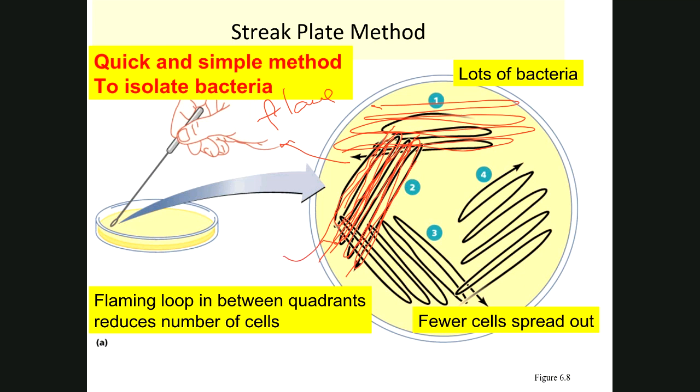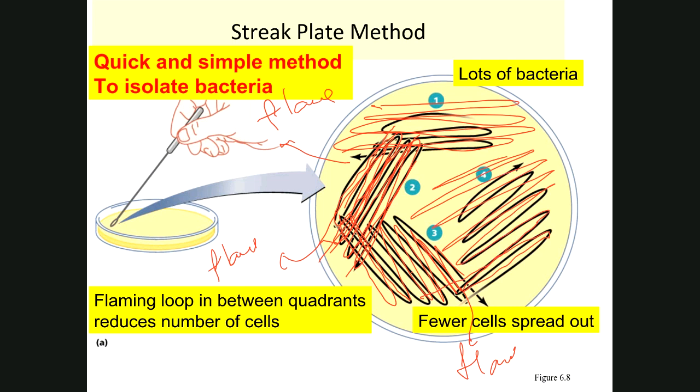You're going to do the same thing again: flame the loop, let it cool, and then spread from quadrant 2 into quadrant 3 and spread the organisms. So now you have even less organisms in quadrant 3 than you had in quadrant 2. Do it again, flame, and drag a few organisms from quadrant 3 to quadrant 4 and then spread with loose streaks.